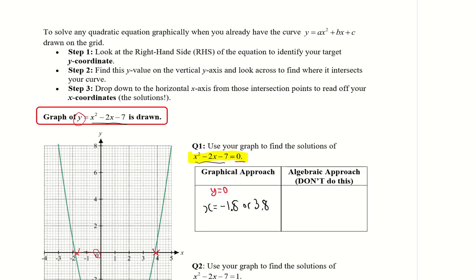However, if I want to solve this with the algebraic approach, I cannot factorize and solve. I will have to use the quadratic formula. So I won't do this. I have to do the graphical approach. So go to question number 2 now.